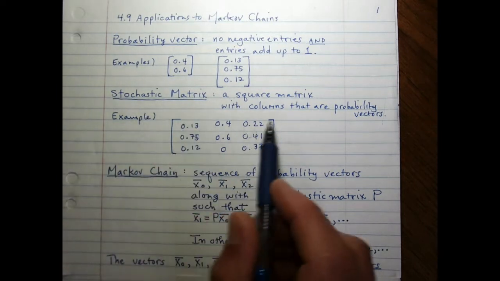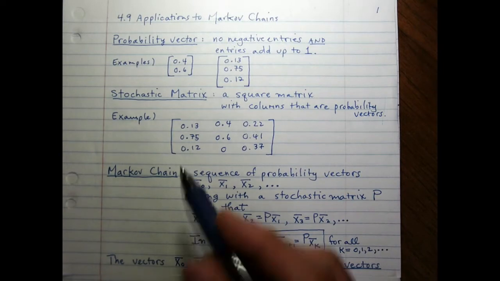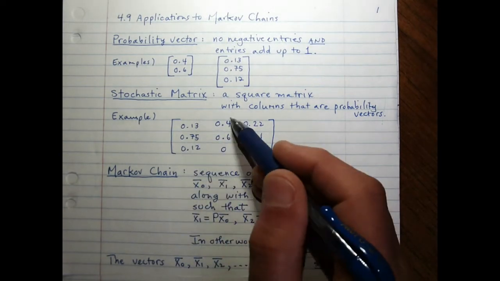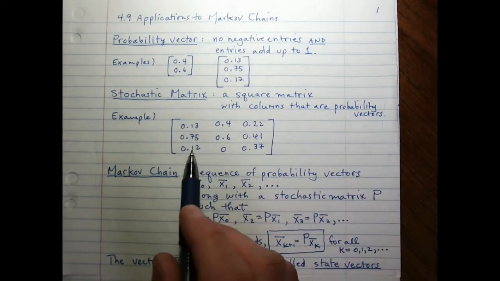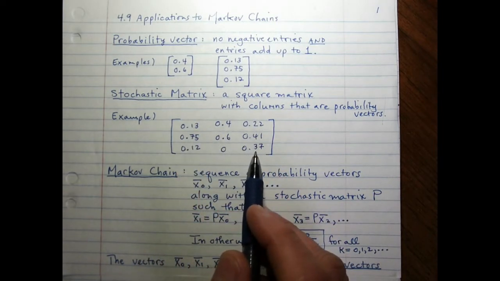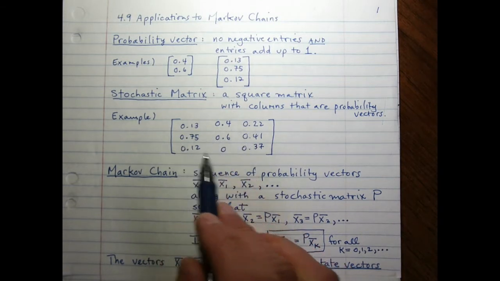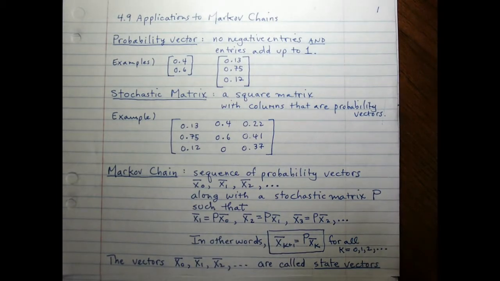A stochastic matrix is a square matrix with columns that are probability vectors. So here is a stochastic matrix, where just notice as you go down each column, the entries add up to 1. You can have 0 as an entry, but you can never have a negative entry in a probability vector or a stochastic matrix.